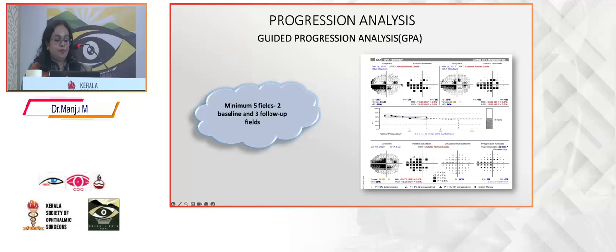So this is the guided progression analysis given by the machine. There should be a minimum of 5 fields, same as OCT. There are 2 baseline fields and 3 follow-up fields, and the report will have the 2 baseline fields in the upper part, and this is the current field. The machine will itself give the trend analysis: if the patient is having the same rate of progression, what can be the patient's condition after 5 years. That is the trend analysis that is given by the machine.